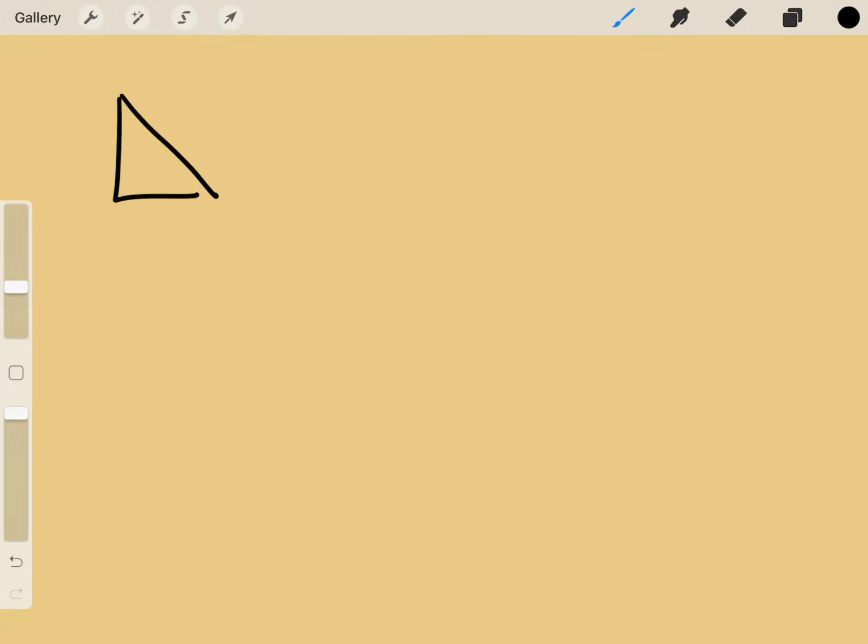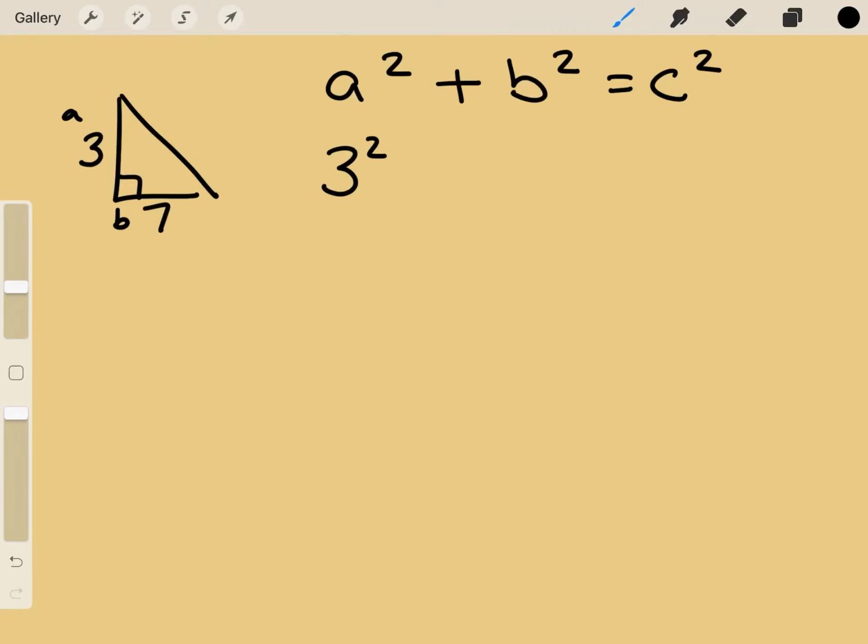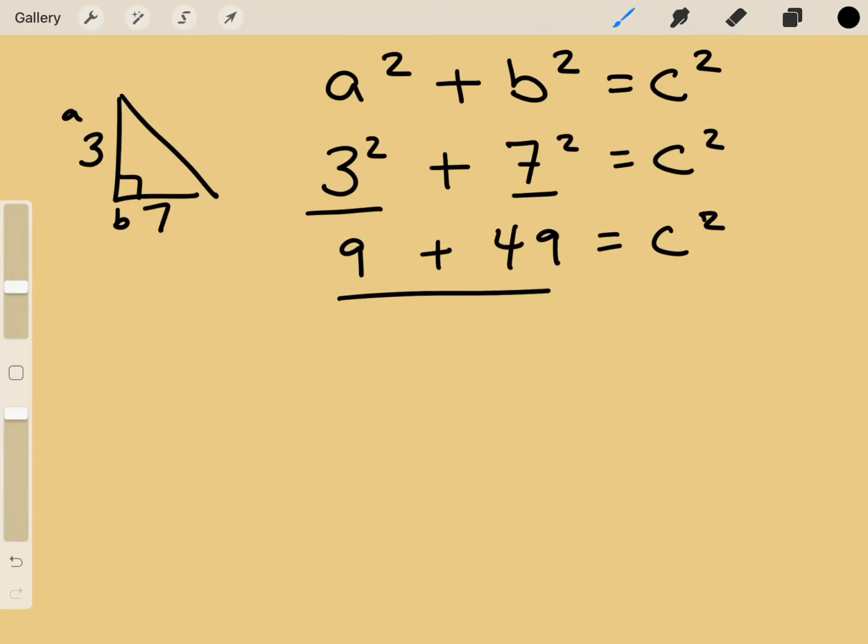First one, we had a right triangle, and one leg was 3, the other leg was 7. So I'm just going to assign a to 3 and b to 7 using the Pythagorean theorem, a squared plus b squared equals c squared. These are a and b, so I'm going to replace a with 3. 3 squared plus 7 squared equals c squared. 3 squared is 9. 7 squared is 49 equals c squared. Those two, when added together, give me 58, which is equal to c squared.